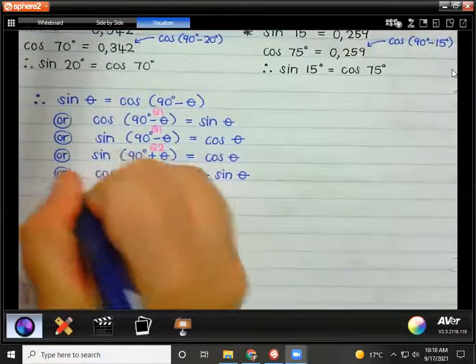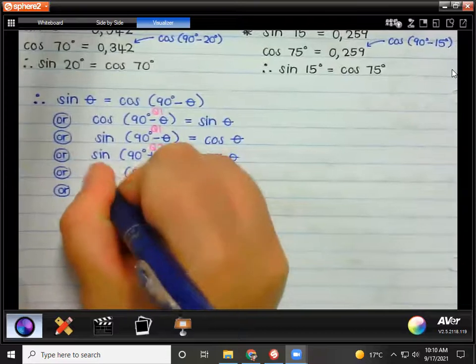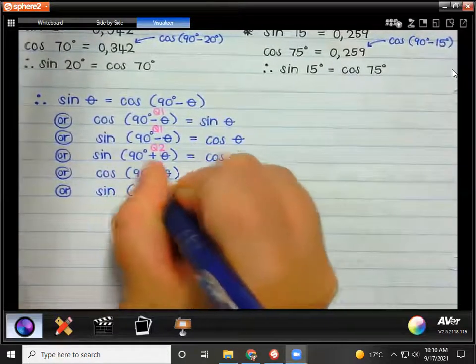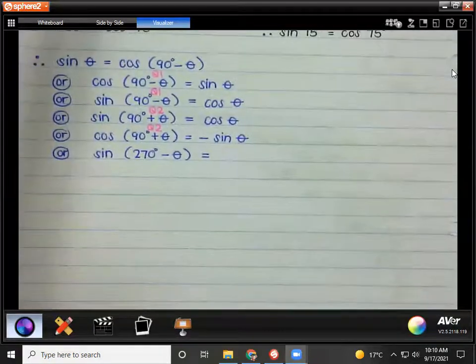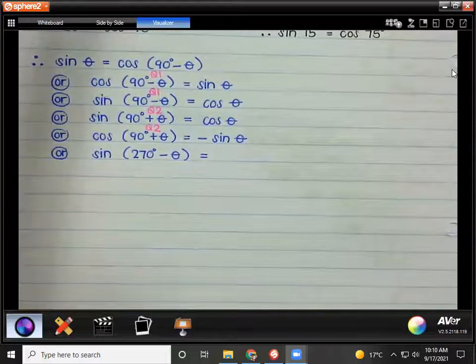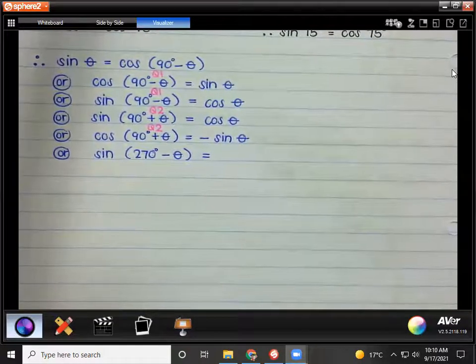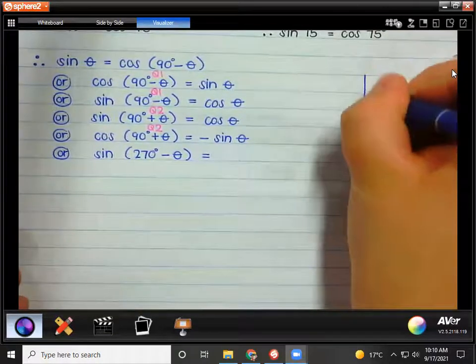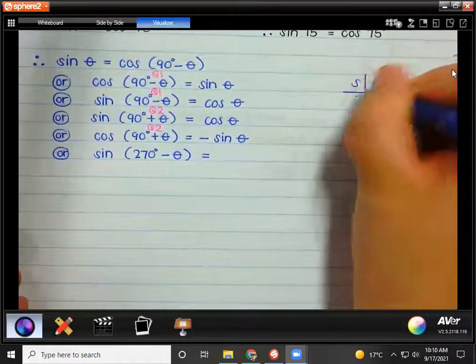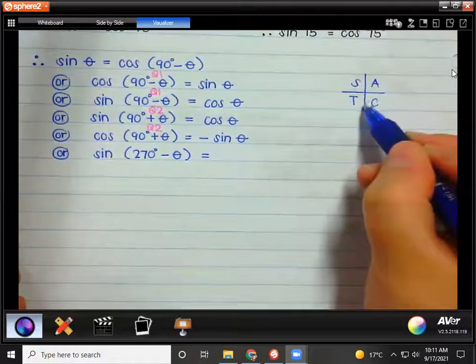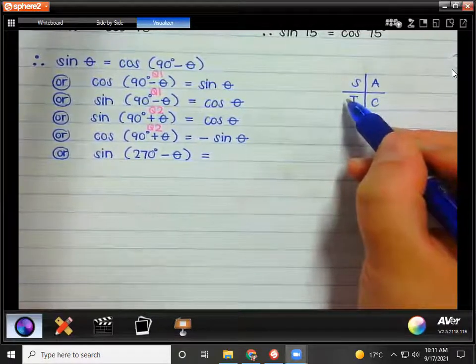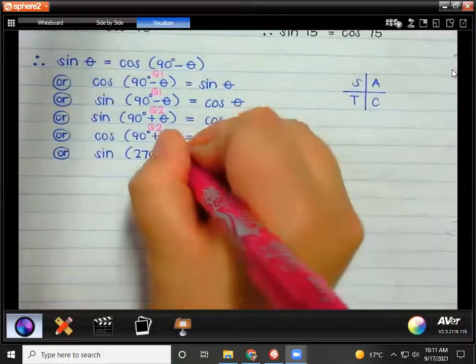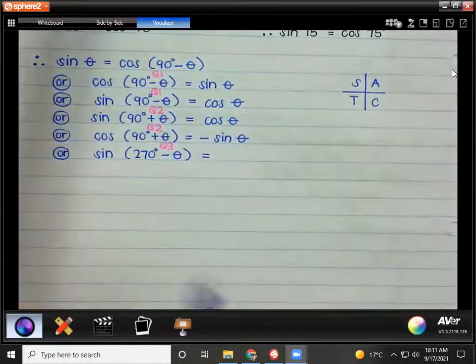Let's look at some with 270s. If we have sine of 270 minus theta, we know where 270 is, minus theta. Let's do a little thing here. 270 is over here, and then we minus theta from it. That's going to end up in the third quadrant, right? 270 minus theta is in quadrant 3. What is sine in the third quadrant?